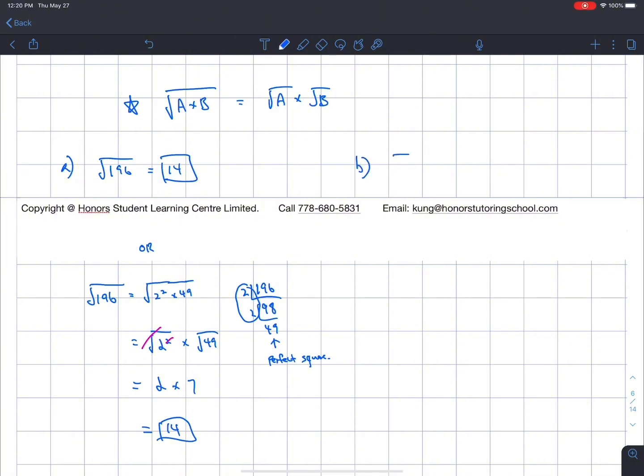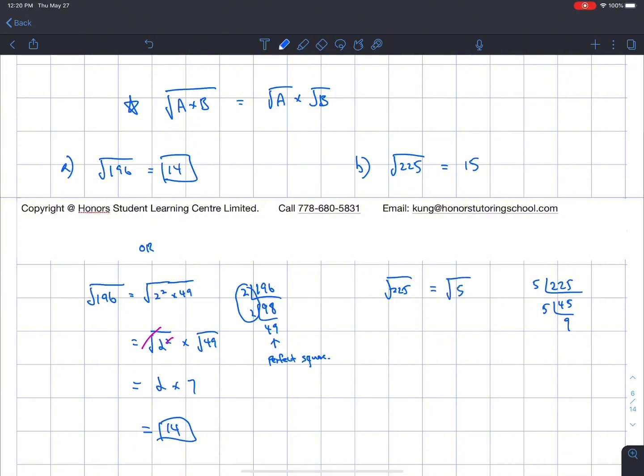B, the square root of 225. Again, I've memorized already. 15 times 15 is 225. That's why the square root of 225 is 15. If you haven't memorized this, then you will have to do a division. I can divide by 5. 5 times 4 is 20. 5 times 5 is 25. Divide this by 5 again to get 9.